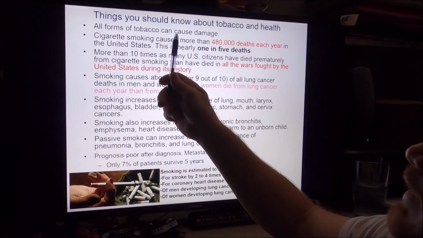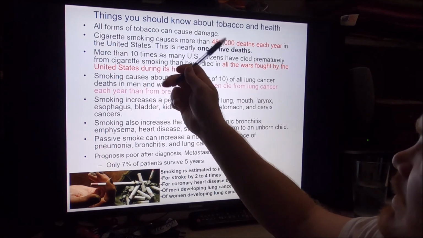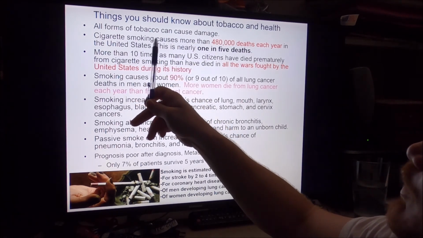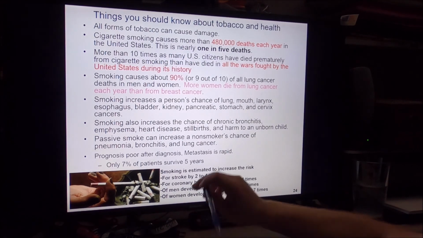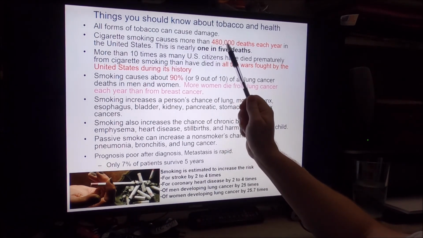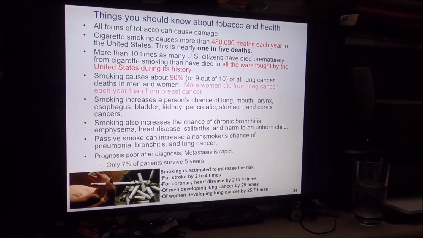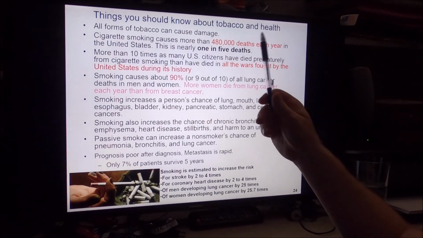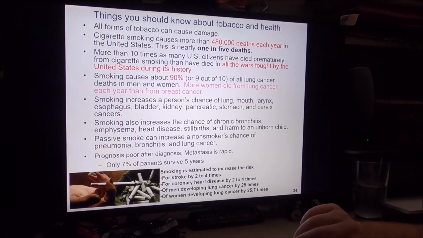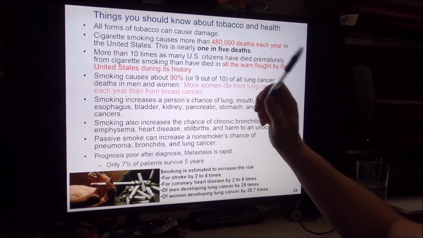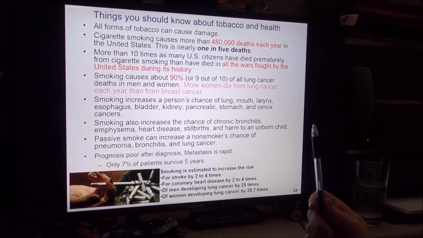All forms of tobacco can cause damage, okay? And that damage could lead to cancer. Cigarette smoking causes, oh, I should have checked my numbers. This is a couple years old. It's way more than that now, I bet. It causes more than 480,000 deaths a year in the United States. That's 1 in 5 people that die because they've been smoking and have gotten lung cancer as a result of that. This is the leading cause of death in both males and females. I think this is the leading cause of death?